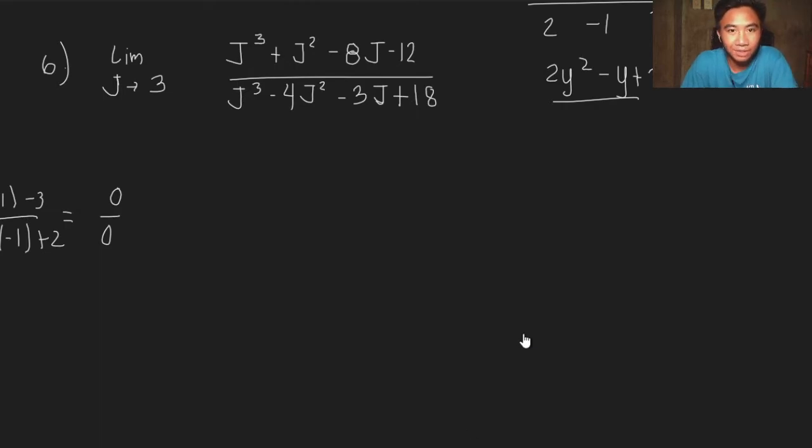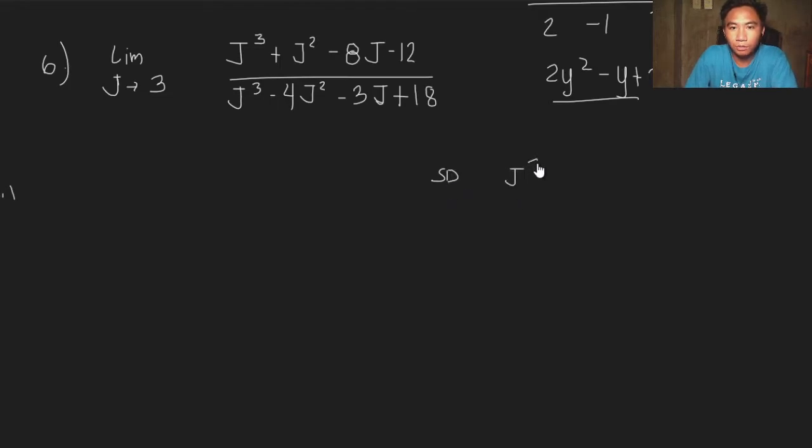So, number 6 na tayo. The limit of j cubed plus j minus 12 all over j cubed minus 4j squared minus 3j plus 18. Kapag sinubstitute natin agad yung 3, magsi-0 over 0 yan. So, proceed na lang tayo sa synthetic division.